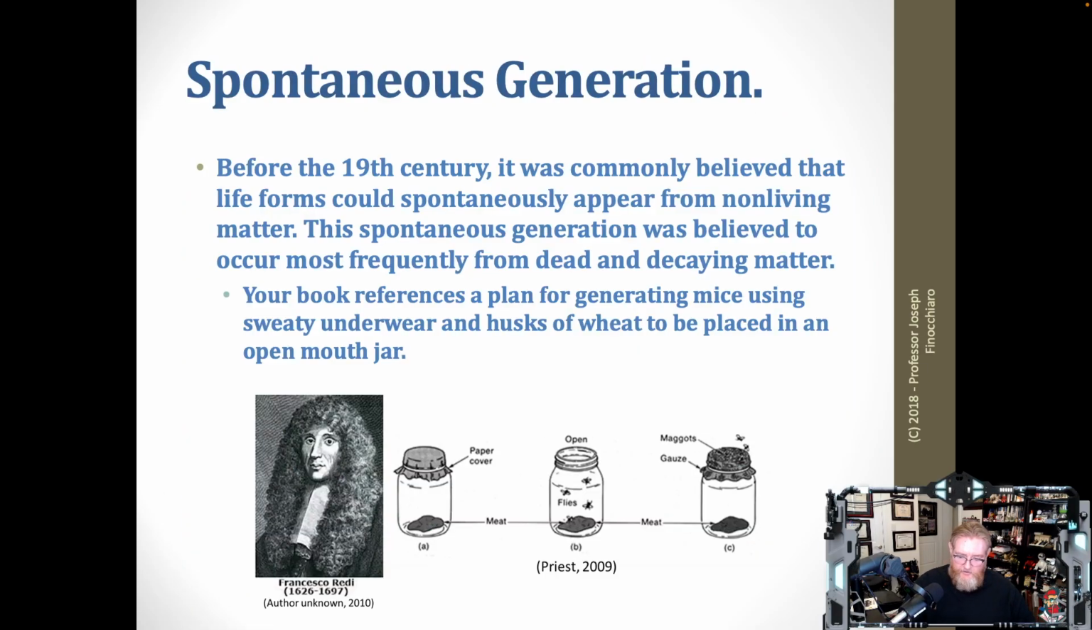and away we go. Before the 19th century, it was commonly believed that life forms could spontaneously appear from non-living matter. This spontaneous generation was believed to occur most frequently from dead and decaying matter. Your book references a plan for generating mice using sweaty underwear and husks of wheat to be placed in an open-mouthed jar. And let's be grateful science has improved since then.